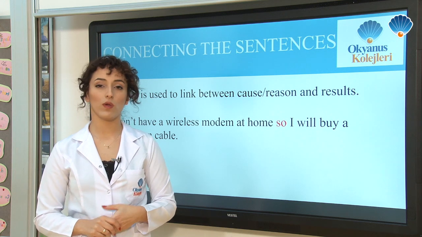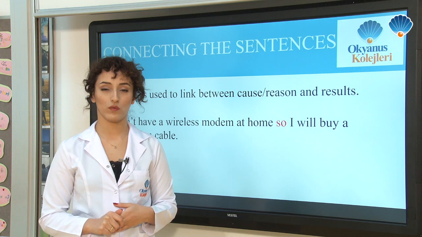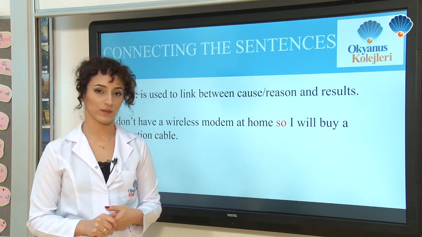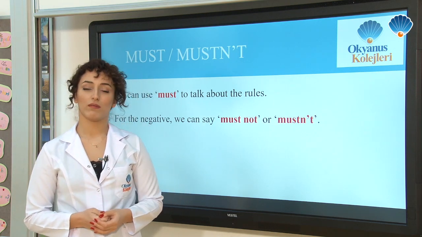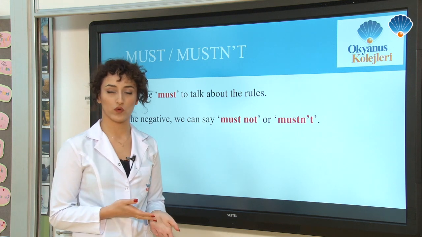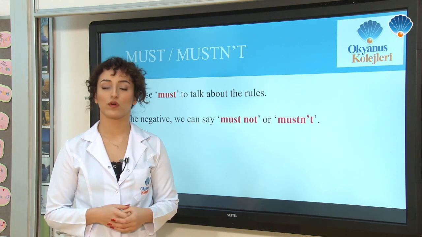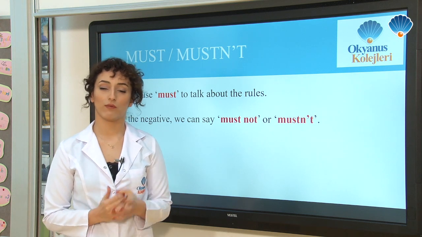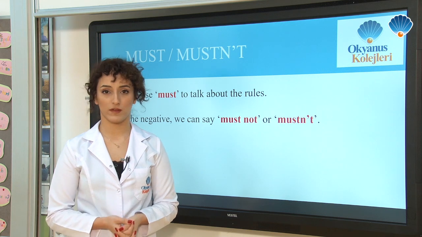That's all for the linkers and connecting sentences. Now we are going to move on with our second subject in Unit 5, the Internet: must and mustn't. When we want to mention our obligations, both internal and external, or something we need to do, or some rules we need to follow or don't need to follow, we have both negative and positive sides by using must and mustn't.